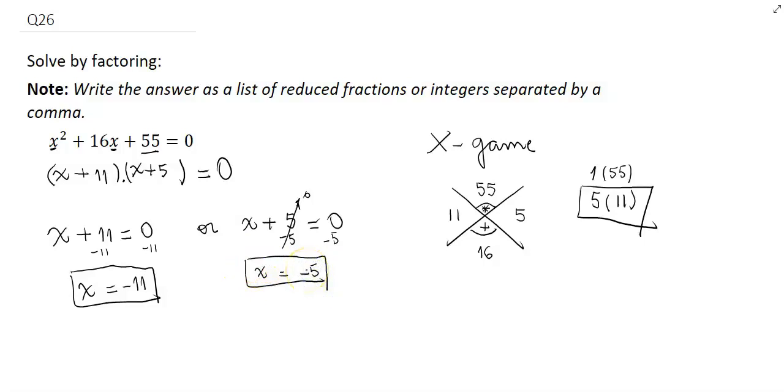So those are my two answers. The instructions say to write the answer as a list of reduced fractions or integers, separated by commas. Then I would write negative 11, comma, negative 5. They don't say to put them in order or anything, so I could do it both ways.